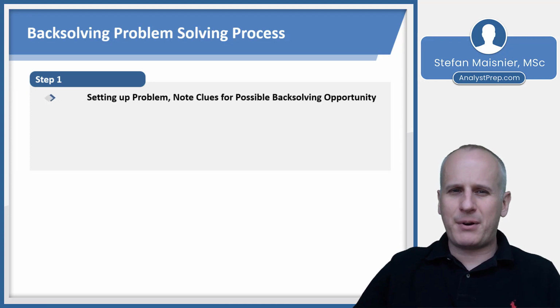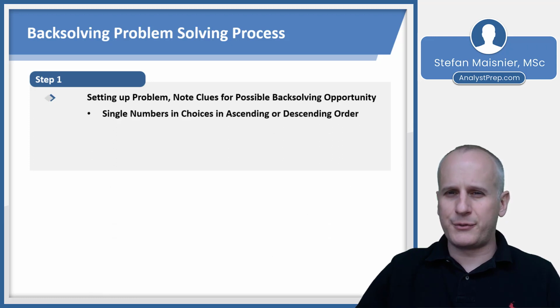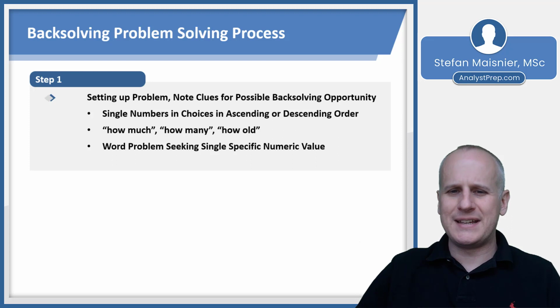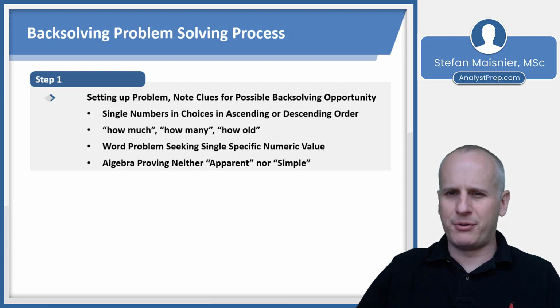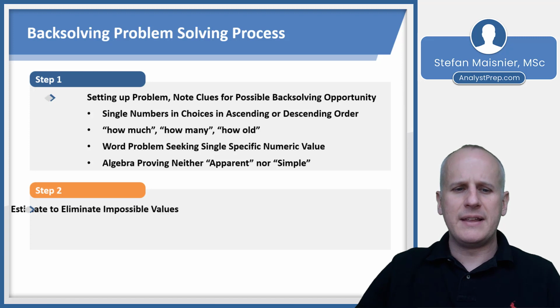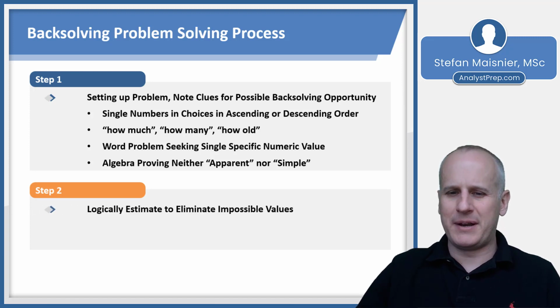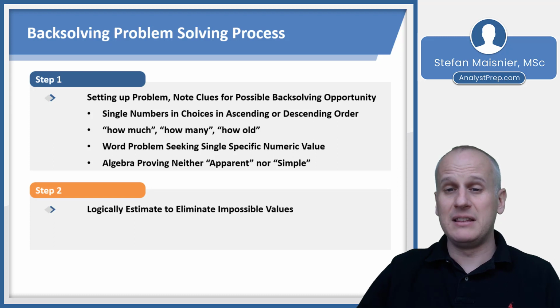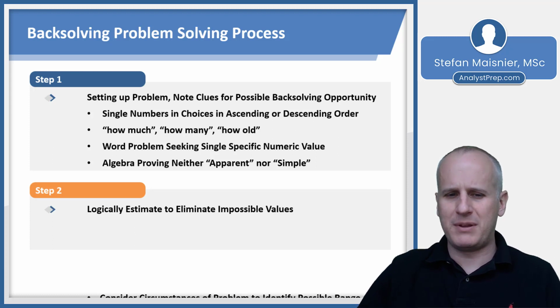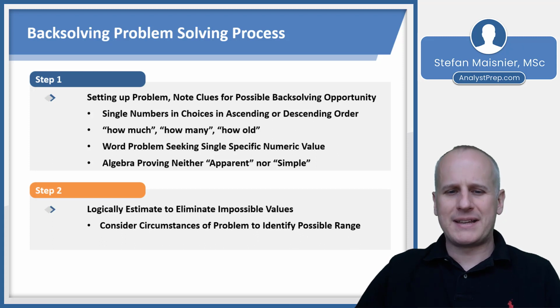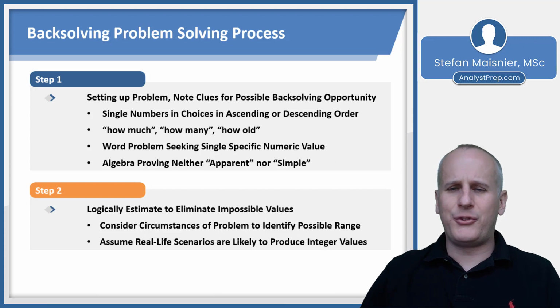So, setting up the problem, you want to note the clues for a possible back-solving opportunity. Those, of course, are going to start with single numbers in the choices in ascending or descending order. You're going to have those terms: how much, how many, how old. A word problem seeking a single specific numeric value, and algebra proving neither apparent nor simple in the moment. Then, step 2, you want to logically estimate to eliminate impossible values. Not saying that you could do this every time, but at least 50% of the time with back solving, you should be able to logically eliminate things by considering the circumstances of the problem to identify a reasonable range. And you also can assume that real life scenarios are likely to produce integer values.